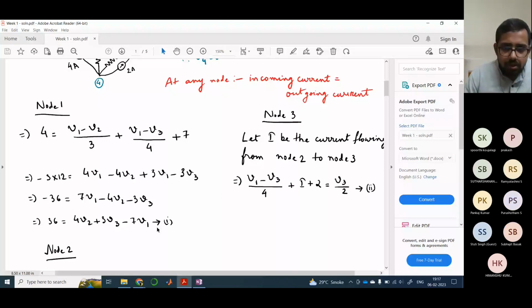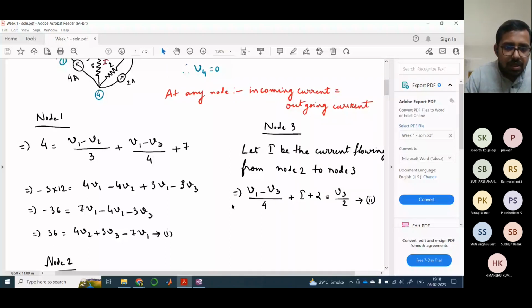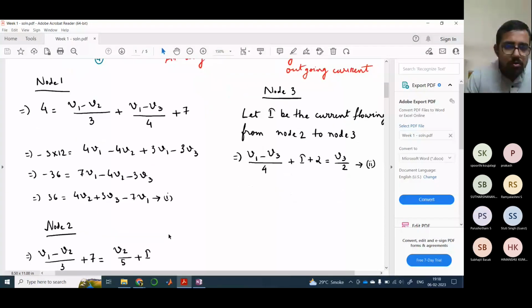Okay, so after solving this, we get an equation where we have V2, V3 and V1, all of these node voltages, and we get our first equation. Now, we'll come to node 2, but let us now focus on node 3.